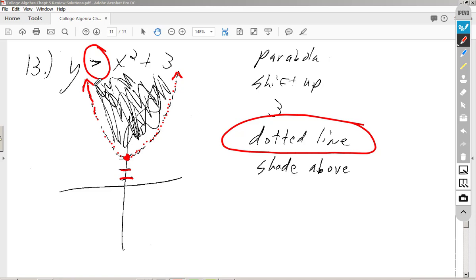Okay, now I got to decide whether I'm going to shade above or below it. There are two ways that you can decide that. Since this is already solved for y, this says y is greater than. Your greater y's are above, so that means I just shade above my parabola. That's the second rule that I can use to figure out my shading. And that would be your answer.